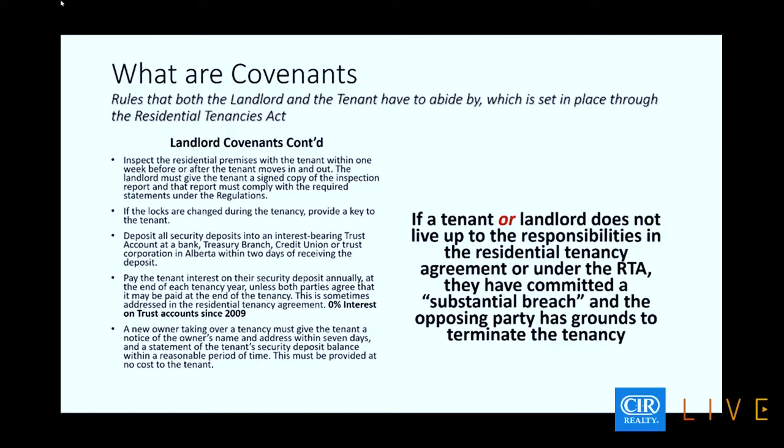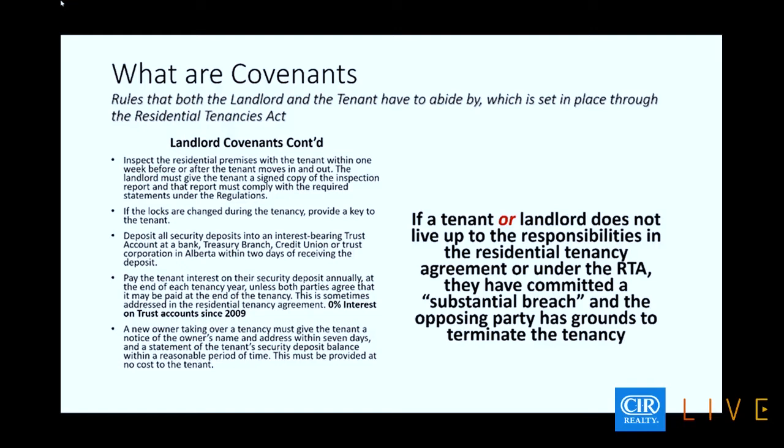Do you have a question? Okay, what's the question? Okay, the question is from Patrick, and the question is, if the tenant does more damage to the property than what the security deposit holds, what can you do about it? Am I getting that right?